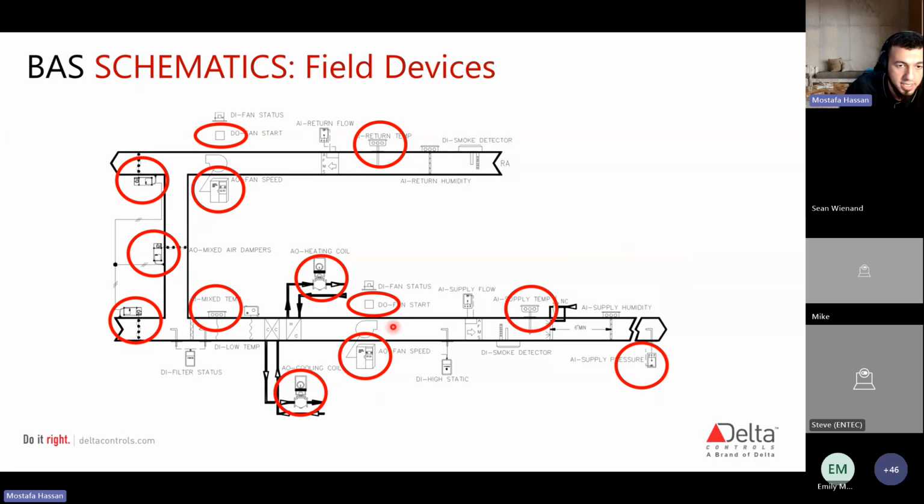So a couple more examples. You have another analog input here, supply temperature sensor. And again, this is reading the actual value of the supply temperature in the duct.